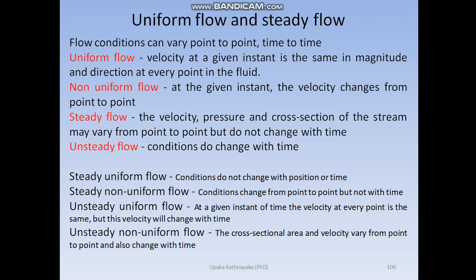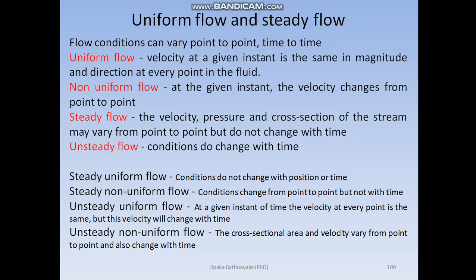Let us look at the temporal variation. Steady and unsteady flows are the two types of flow in temporal variation. Under the steady flow, this flow condition tells us the velocity, pressure, and cross section of the stream may vary from point to point but do not change with time. Now, the unsteady flow is where flow conditions vary with time in this type of flow.